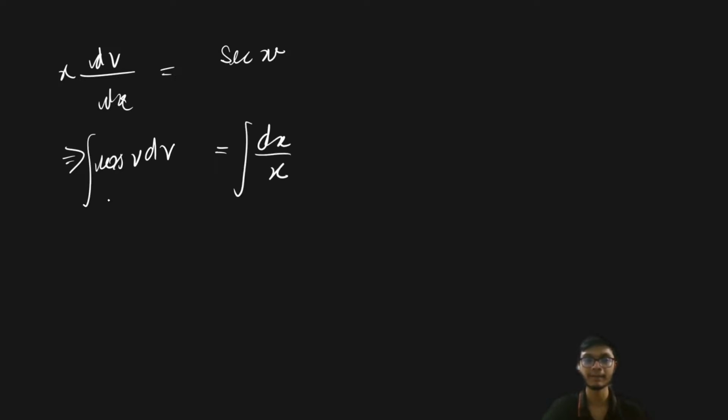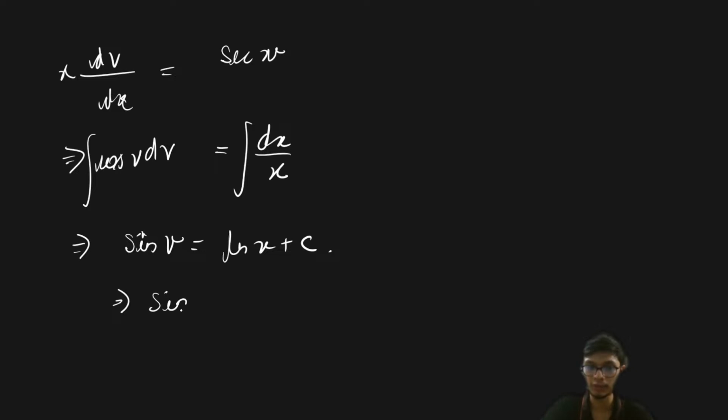And then let us integrate both the sides to get the result as follows. That is sine v is equal to natural log of x plus c. Now our result should be in y and x. So therefore I should take it back, and therefore it will be written as sine of y by x is equal to natural log of x plus c.